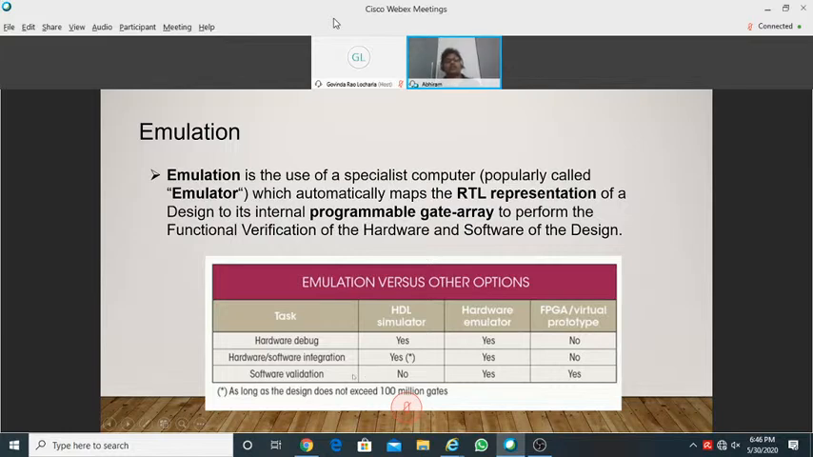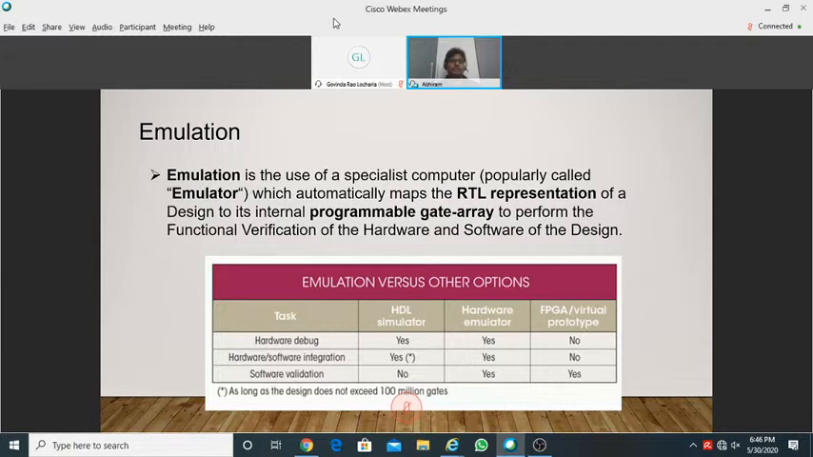Can you do software validation on an HDL simulator? No, you can't. You need a separate interface and a separate setup for that. But in FPGA prototyping and hardware emulation, you can do software validation. So these are all the advantages of having your design verified on an emulator.